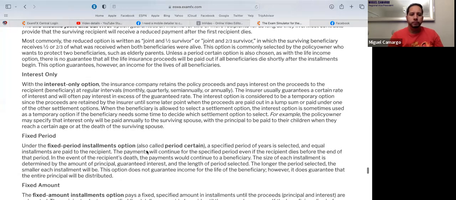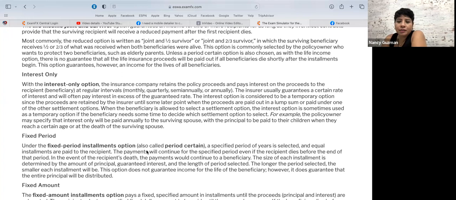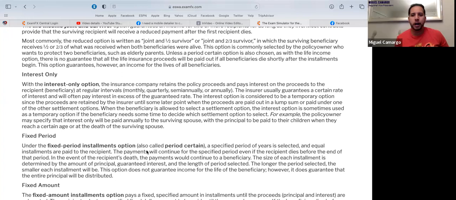The other one is interest only. Next to that, you're going to write temporary option. This one, you don't know what you want to do with the money yet. So you're just going to say, hey, pay me the interest on the account. Now, what happens when you earn interest? What do you have to do? Pay taxes. Correct. Good. That's going to be a common question on the exam. So interest only is a temporary option. They're going to pay you the interest.